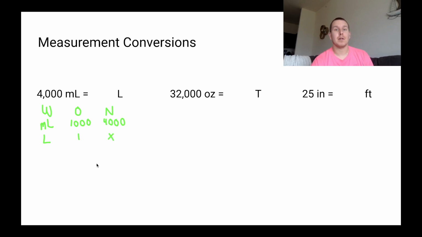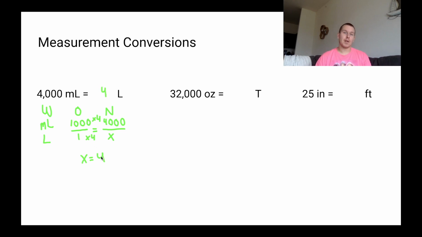So now I'm going to set up an equivalent fraction, and I'm actually going to do it within my one chart. If you want to write it off to the side, that's totally fine too, okay? So my equivalent fraction looks something like this. Now I've got to make a rule. What did I do to get from 1,000 to 4,000? Well, it looks like I multiplied by 4. So if I multiplied by 4 on the top, I'm going to have to do that on the bottom. 1 times 4 is pretty easy. It's going to give us 4. So we know that there are 4 liters in 4,000 milliliters.